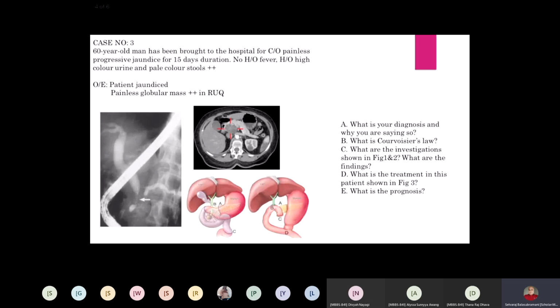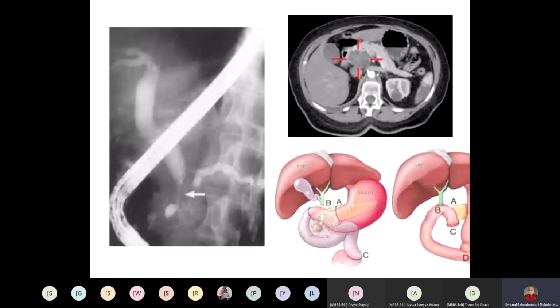Question number 3. What are the investigations shown in figure 1 and figure 2? What are the findings? What is this investigation you are seeing here? Yes, MRCP. What is your finding here? Dual duct sign. Very good. Excellent. This is the dual duct sign. What do you mean by dual duct sign? There is dilatation of both the common bile duct and the pancreatic duct.